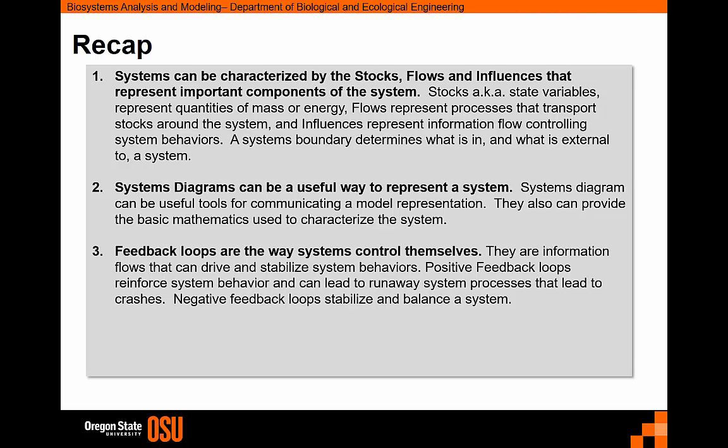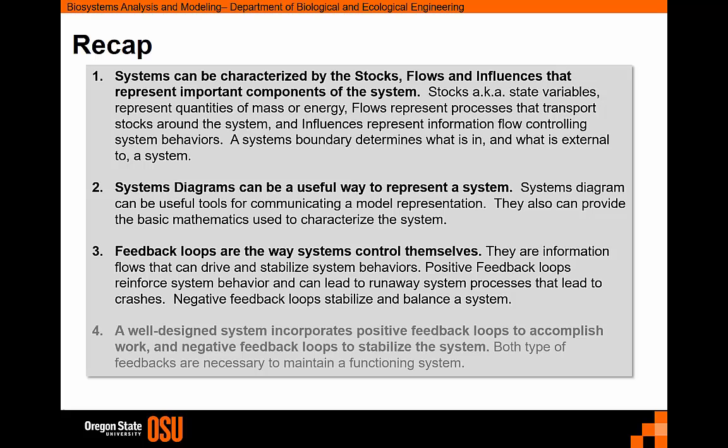Third, feedback loops are the way systems control themselves. They are information flows that can drive and stabilize system behavior. Positive feedback loops reinforce systems behavior and can lead to runaway system processes that in turn can lead to system failures. Negative feedback loops tend to stabilize and balance the system. Fourth, a well-designed system incorporates positive feedback loops to accomplish work and negative feedback loops to stabilize the system. Both types of feedbacks are necessary to maintain a functioning system.